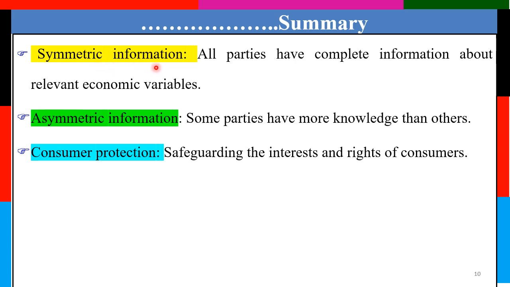In the opposite, asymmetric information means some parties have more knowledge than the others, or some parties have more information than the others. Especially the sellers have more information than the buyers. This causes incorrect information or biased information. And lastly, but not the least, we discussed consumer protection. In simple words, consumer protection means safeguarding the interests and the rights of the consumer.